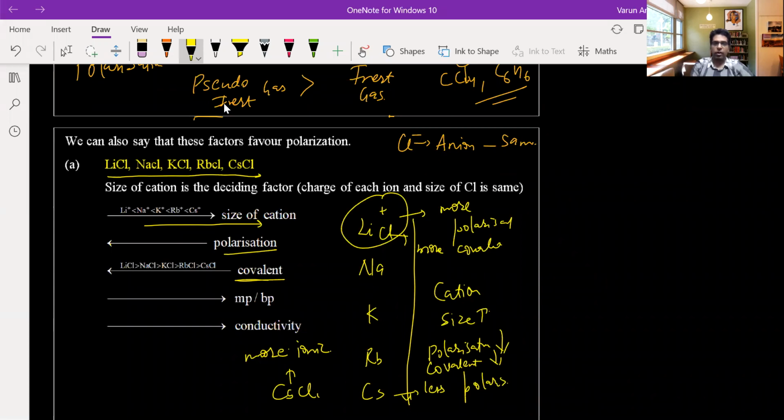More ionic, or you can write down less covalent. So down the group, the covalent character is decreasing. So this is more of ionic and this is more of covalent in nature. So from cesium to lithium, the covalent character is increasing.